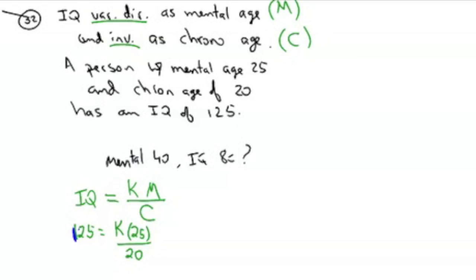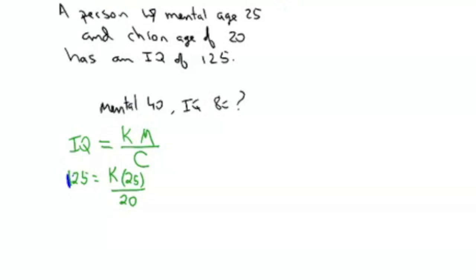This side becomes, multiply by 20. 2,500 is equal to 25K. And then divide both sides by 25. And you get K is equal to 100. Okay.